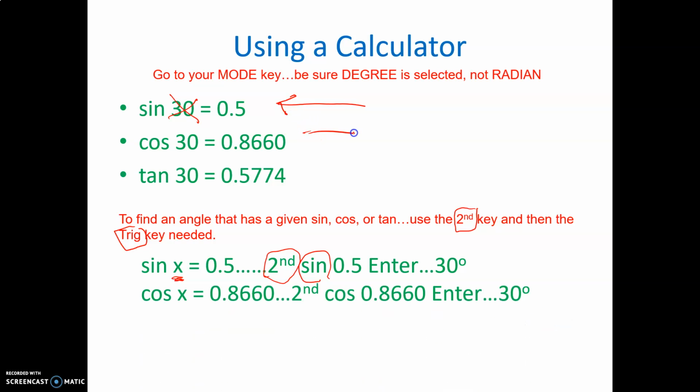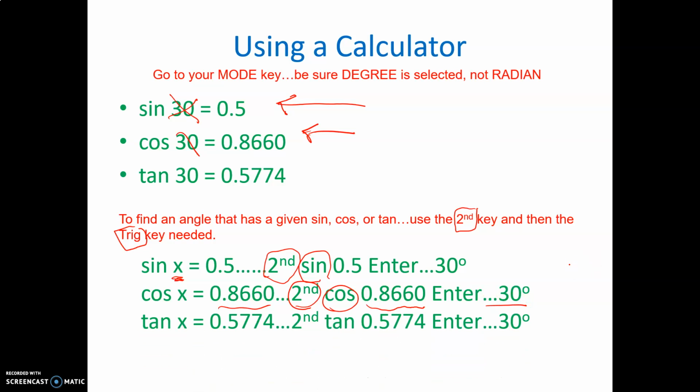Again, if they don't give me the 30 and I have to find it, then I press in the 0.8. My pen is just dying here, so I'm just going to do something quick. I want to find what angle has this cosine, so I push in the second key, then the cosine key, then the 0.8660, press enter, and it'll give me back the 30 degrees, the same thing as this.